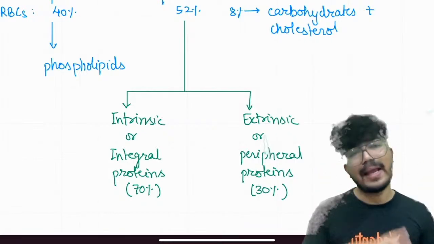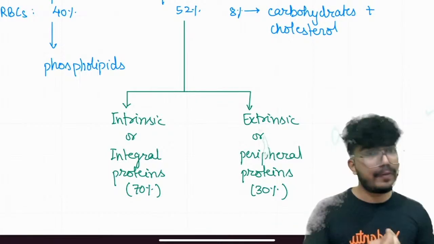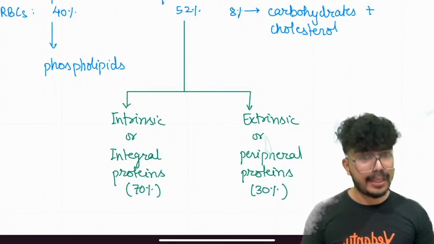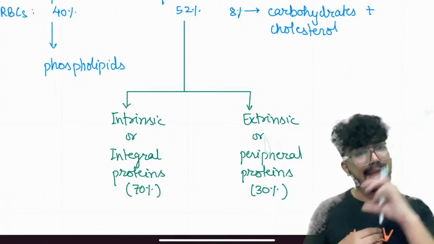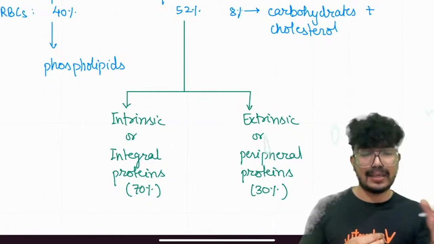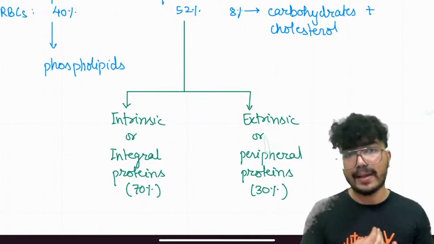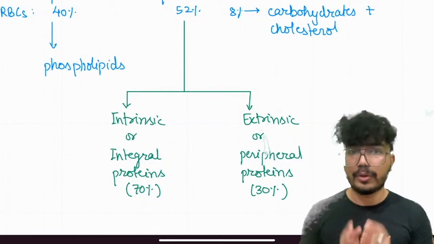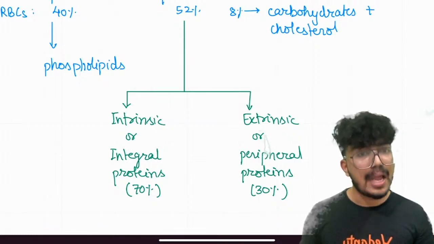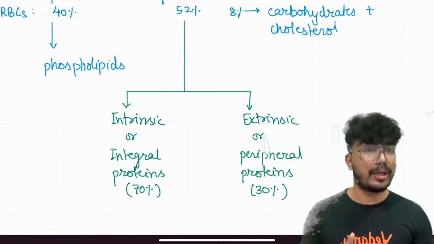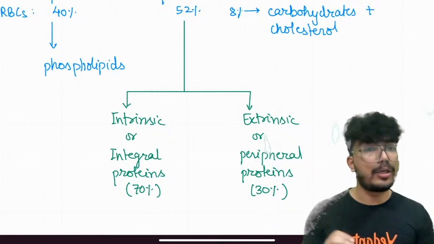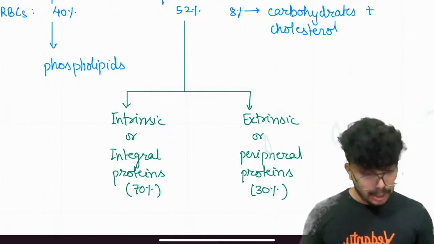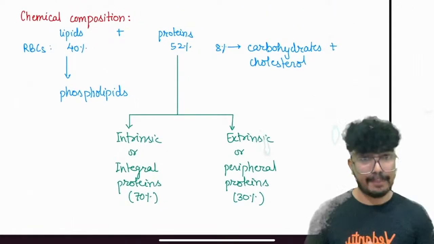So when it comes to the extraction of the integral proteins, you will have to completely rupture the cell membrane, but the extrinsic proteins can be easily extracted, right? The extrinsic proteins are easy to extract, but for the extraction of the integral proteins, you will have to completely disintegrate the cell membrane. Very important point and very crucial for your NSEJS exam. Okay, so we are already done with the chemical composition.